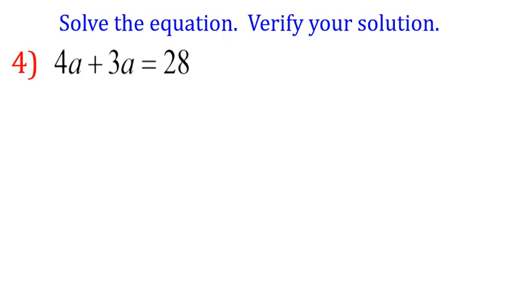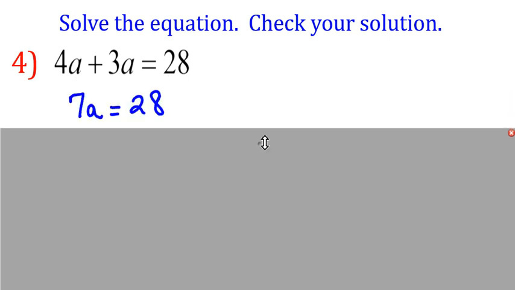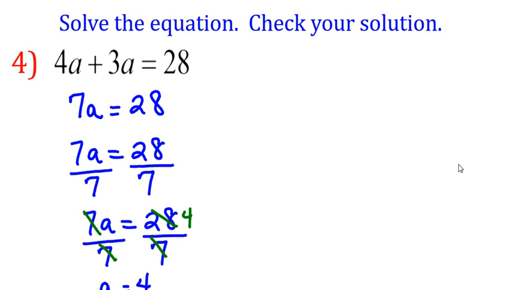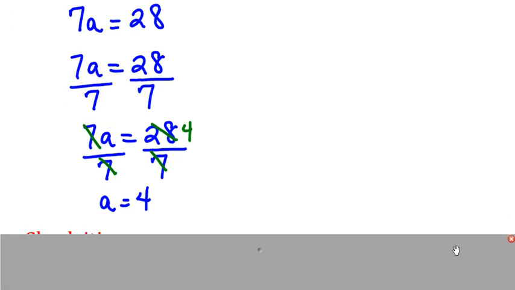One more here. We want to solve our equation. We've got 4a plus 3a equals 28. We can see that we have some like terms here that we can combine together. So 7a equals 28. We can undo that multiplication by division of 7 on each side of our equation. So a equals 4. We just have to verify that's the right value for the variable.